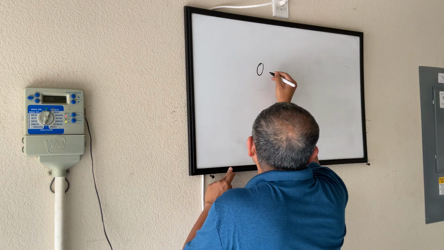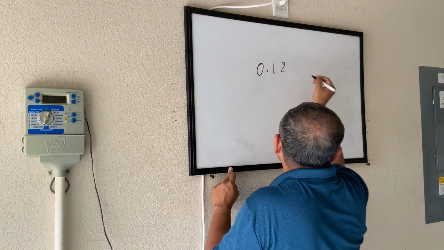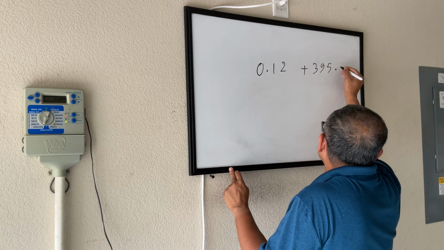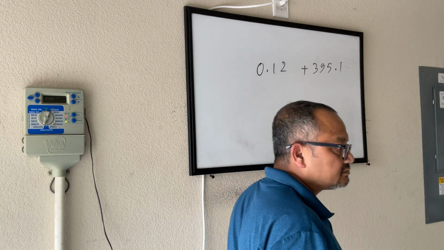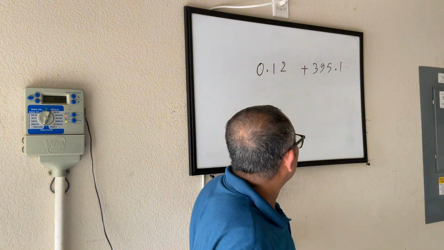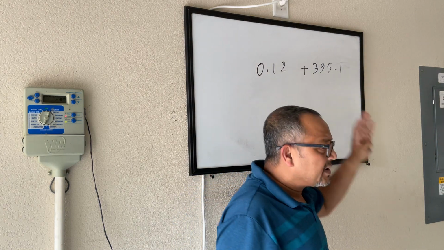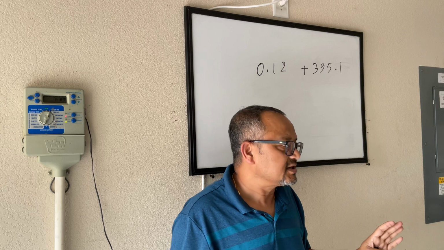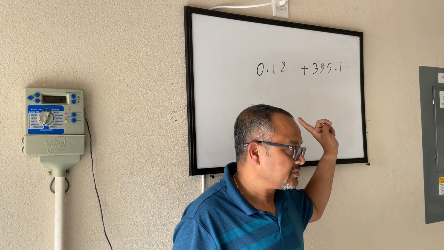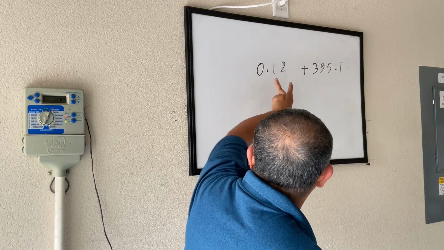Let's say somebody says 0.12 plus 395.1. This problem is no big deal. It's an easy problem, okay? Provided we don't mess it up. So first thing you will do is, okay, here I have this.